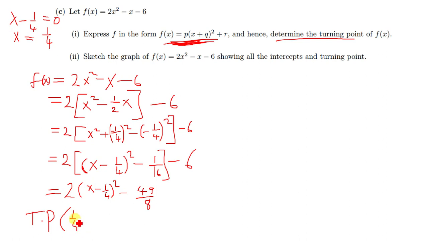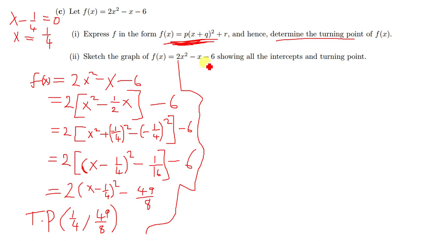So to find x at the turning point, you just equate what is in the brackets there to 0. Then you say comma, this 49 over 8. So this is basically the turning point. And then you move on to the next question.